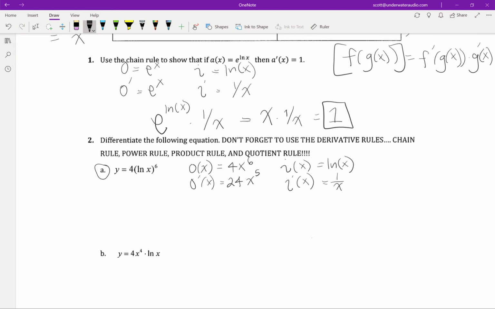So I want the derivative of the outside, which is 24, whatever's in the parentheses, to the 5th. And then I'm supposed to plug in the inside function, natural log of x. And then I would multiply by the derivative of the inside, which is 1 over x.